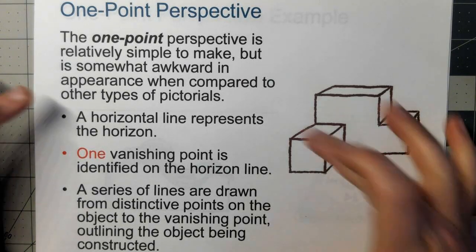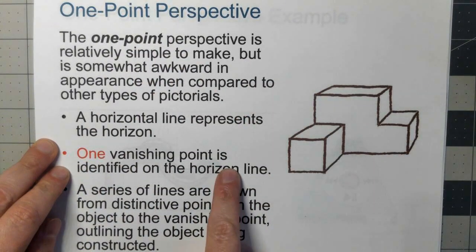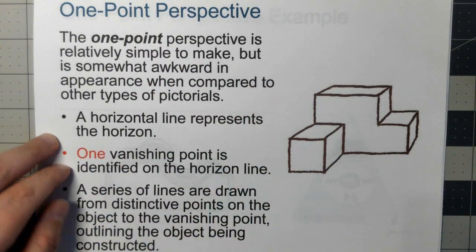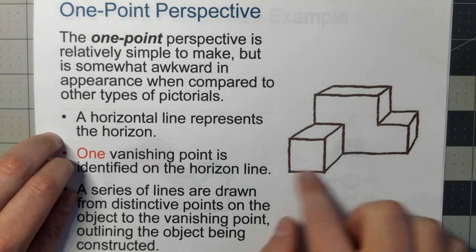So go ahead and take some notes here. A one-point perspective contains one vanishing point, and all of the front faces are drawn like an oblique object, so they're flat.